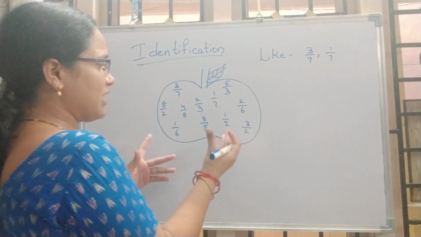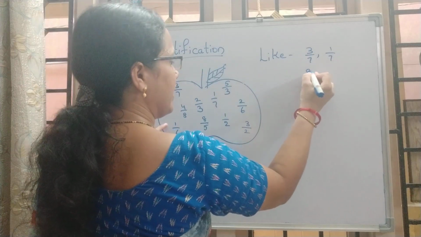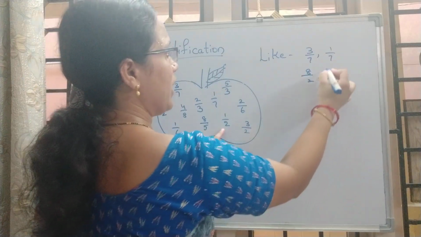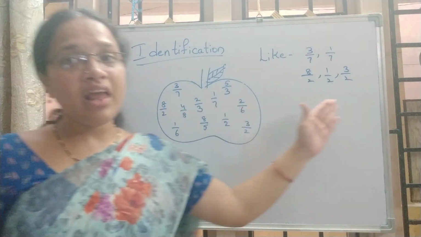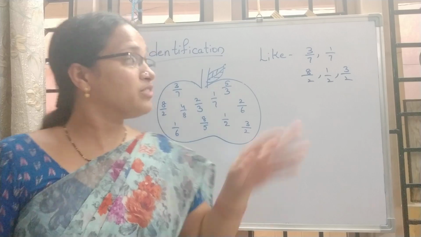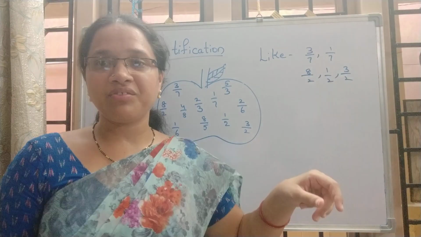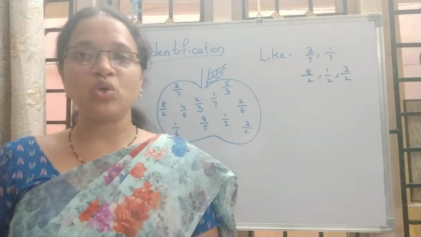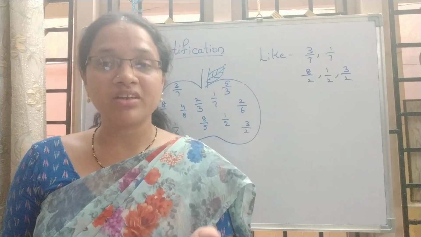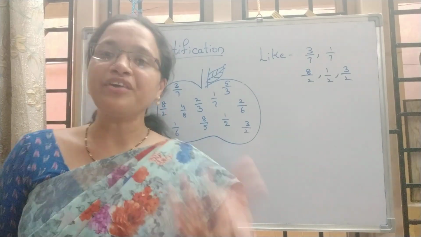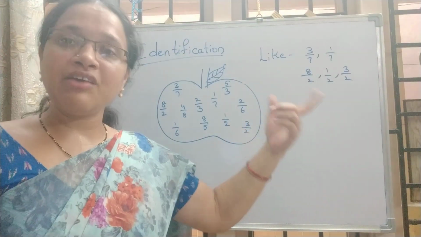Next group of like fractions. What is the next group? See here: 8 by 2, 1 by 2, 3 by 2. You may ask me, can there be 3 like fractions? Yes, they can be. If the denominators are same for more than one, then only you can identify. If only one fraction has the same denominator, you cannot compare. If the other one is there, you will be able to compare whether they have same denominator or different denominator. Yes or no? So these 3 are a group. These 3 are like fractions.